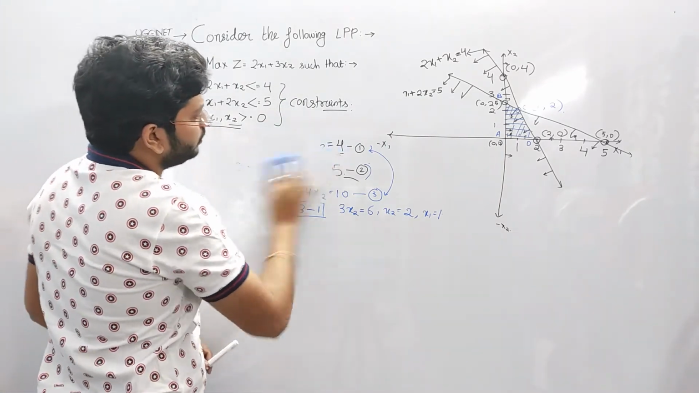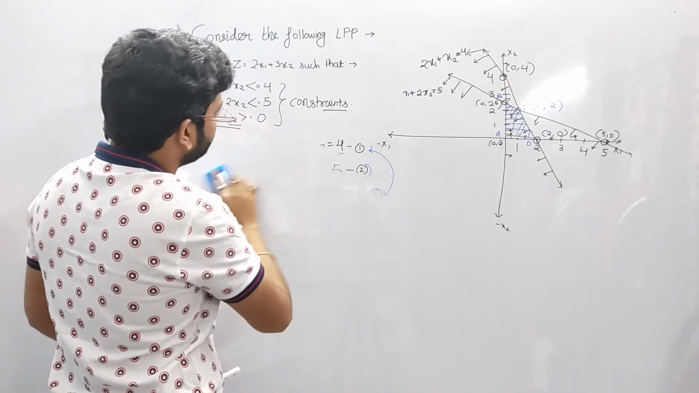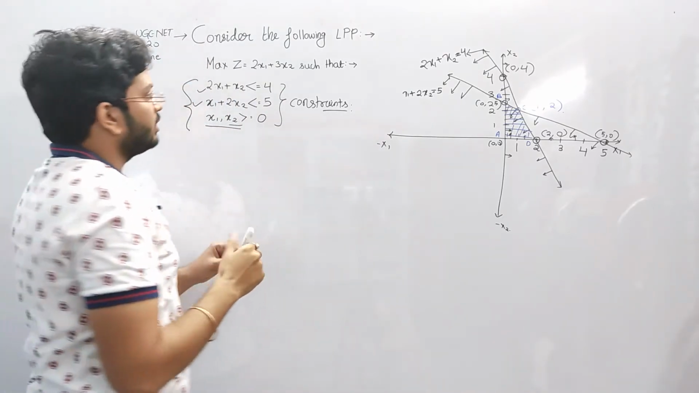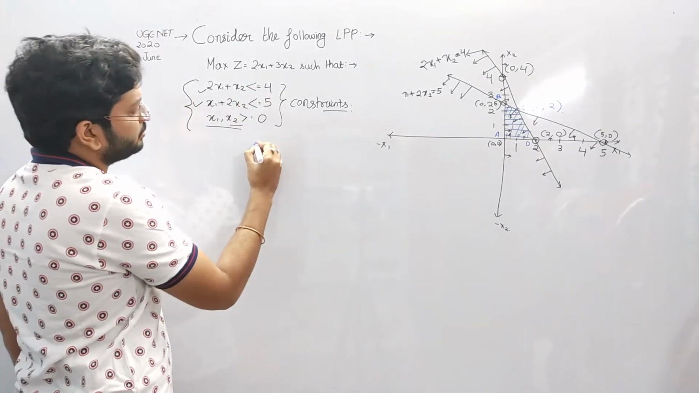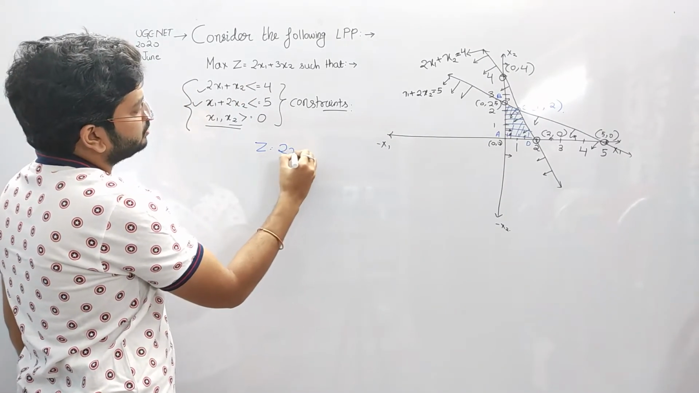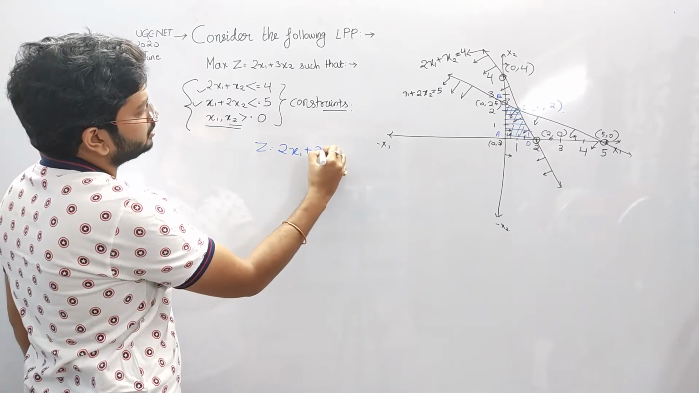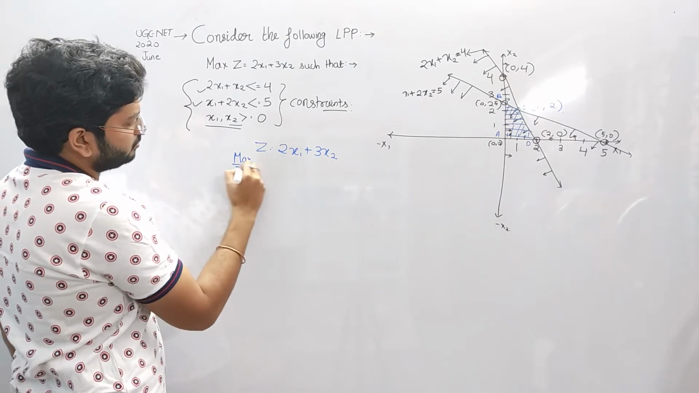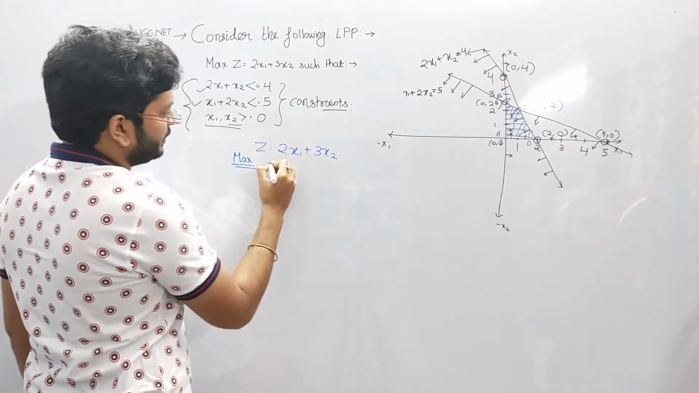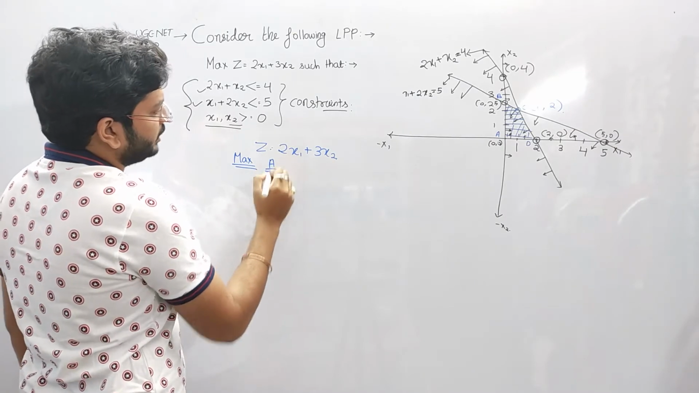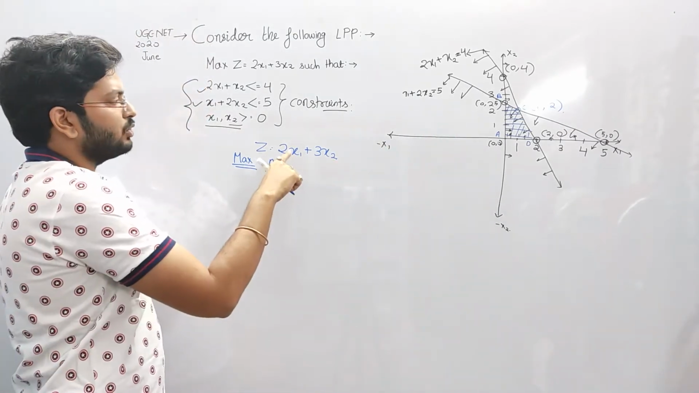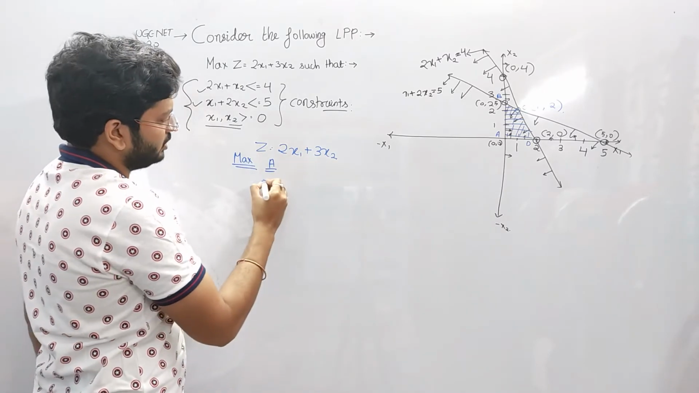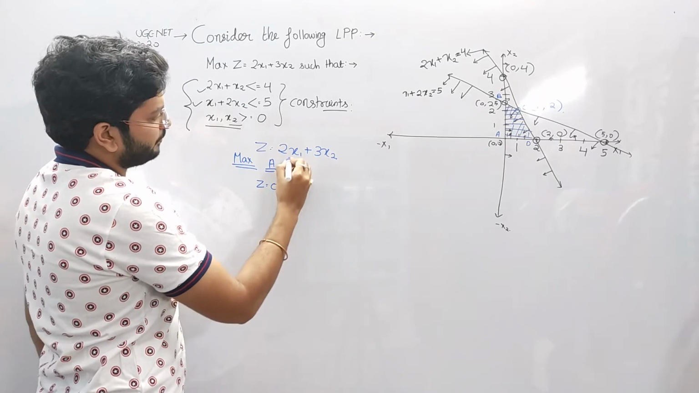Now let us see which value comes out to be the maximum. We can see max z equal to 2x1 plus 3x2. We have to maximize it. Now putting point A, which is (0, 0): if I put x1 equal to 0 and x2 equal to 0, we simply get z as 0. So at point A, z equals 0.